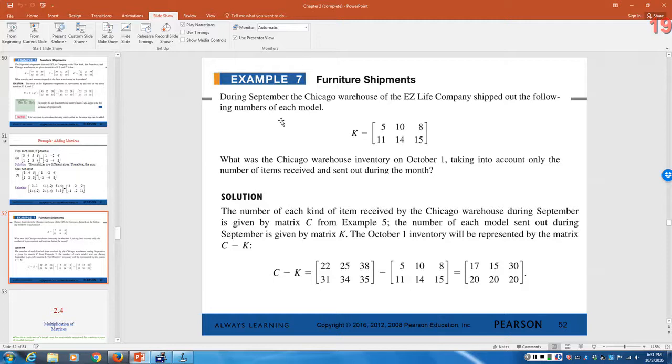So during September, the Chicago warehouse of the Easy Life Company shipped out the following numbers of each model. 5 Model A sofas, 10 Model B sofas, 8 Model C sofas, 11 Model A chairs, 14 Model B chairs, and 15 Model C chairs. What was the Chicago warehouse inventory on October 1, taking into account only the number of items received and sent out during the month?